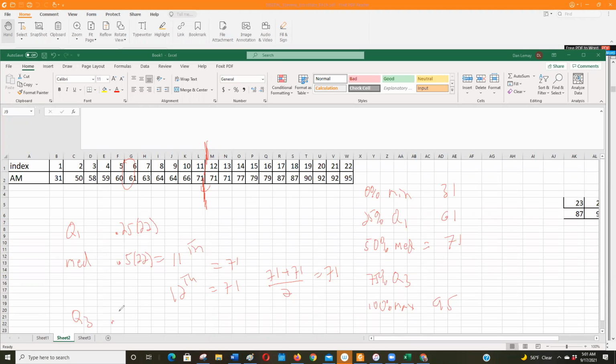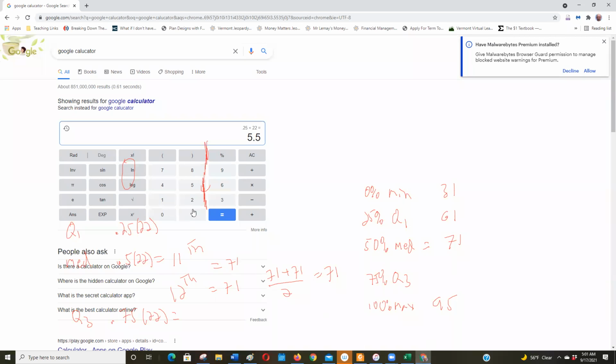Q3 is the 75th percentile times 22. And that's what, 16.5, I think? Let's make sure. I haven't had quite enough coffee yet this morning. So 0.75 times 22 is 16.5.